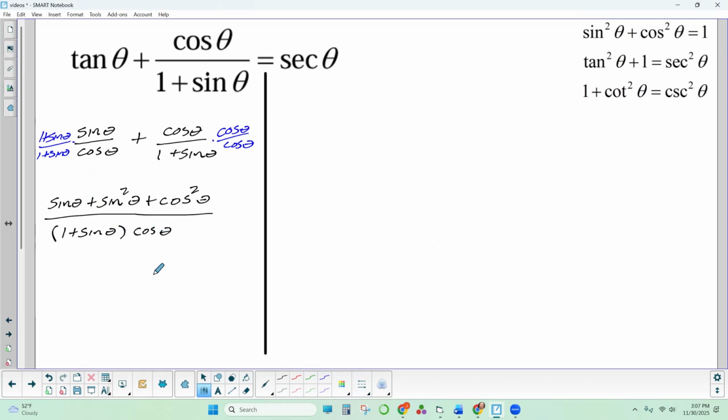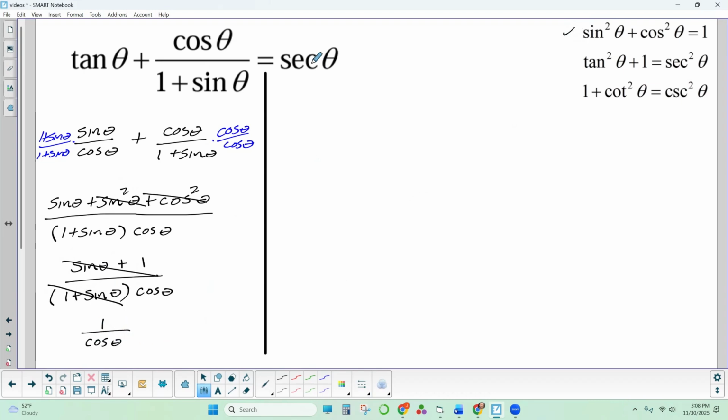All right, so I've combined these, and now I need to see if I can simplify here. And right off the bat, on top, sine squared theta plus cosine squared theta, using this Pythagorean ID, that all cancels out and gives me 1. So I have sine theta plus 1 over 1 plus sine theta times cosine theta. And as you can see, top to bottom, these cancel out, and I'm left with 1 over cosine theta.